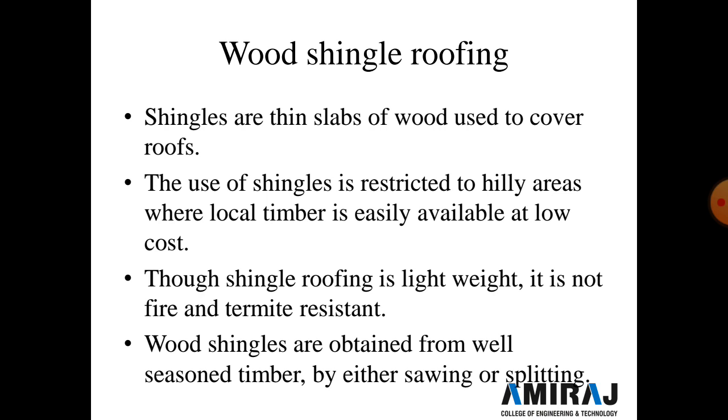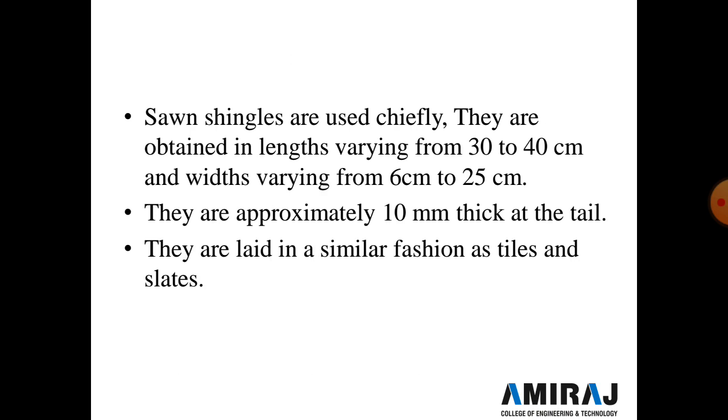Now the next type of roof is wood shingle roofing. Shingles are thin slabs of wood used to cover the roof. The use of shingles is restricted to hill areas where the local timber is easily available at low cost. Shingle roofing is light in weight, but it is not fire and termite resistant because it is made from wood, and wood shingles are obtained from well seasoned timber by either sawing or splitting.